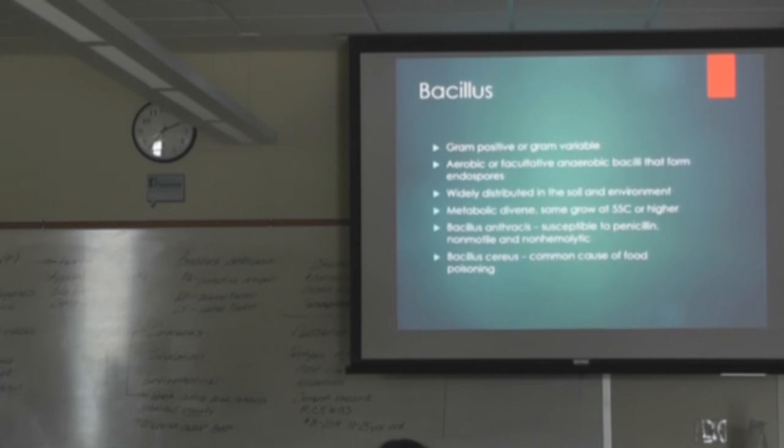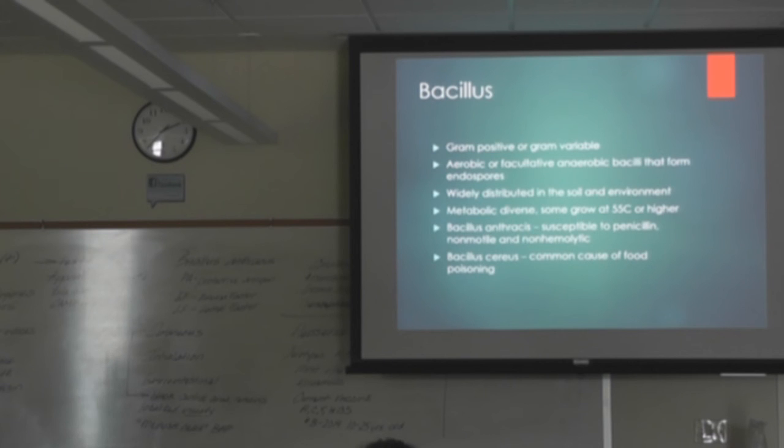All right, Bacillus. What I want you guys to pay attention to here, which is interesting, is that it's classified gram-positive. However, it's gram-variable, which we've been noticing in this lab a lot. Gram-variable, okay? So aerobic or facultative anaerobic bacilli, and they're going to form endospores. They're going to be in the soil and environment as well. Metabolically diverse. Some are going to grow as high as 55 degrees Celsius. So anthracis, I wrote that on the board, susceptible to penicillin, non-motile, and non-hemolytic. Okay?